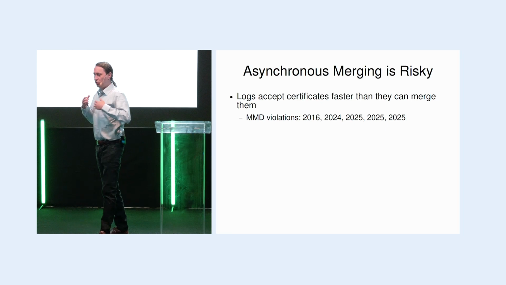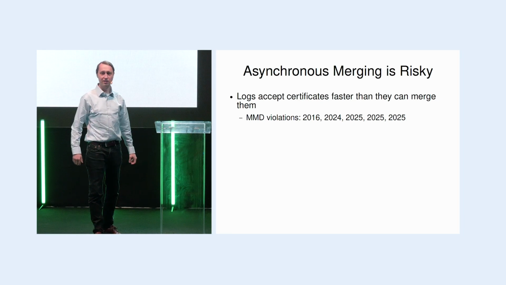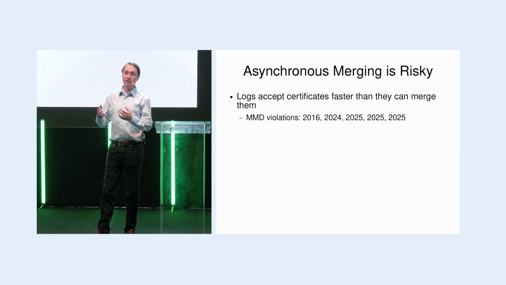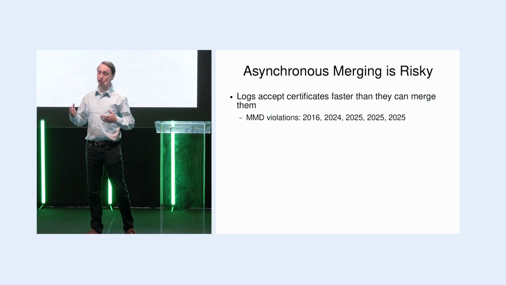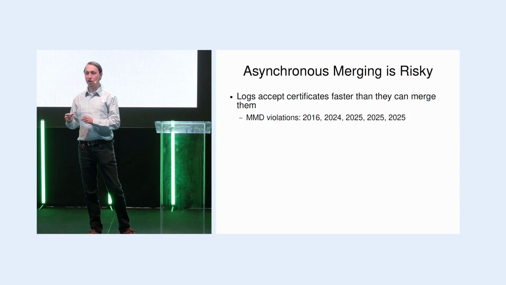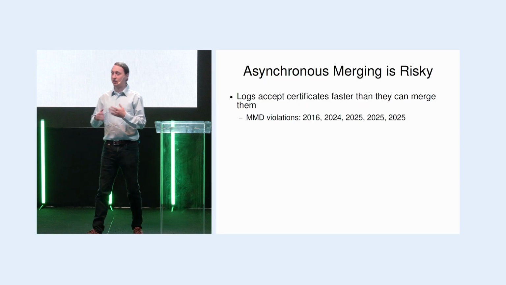So, traditionally, the way that certificate transparency logs have worked is that someone submits a certificate and the log returns immediately a signed certificate timestamp promising that at some point in the future, hopefully, that certificate will be added to the log. And in the meantime, the log just sticks that certificate in some queue somewhere. And this has caused some problems.